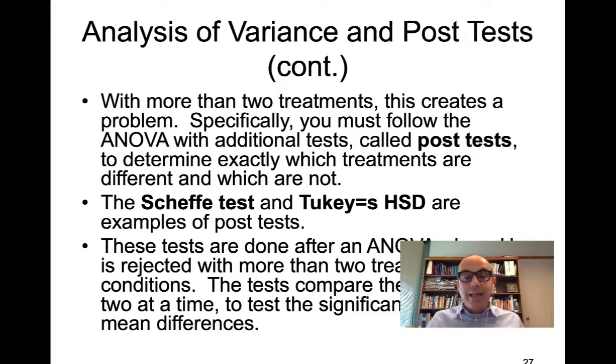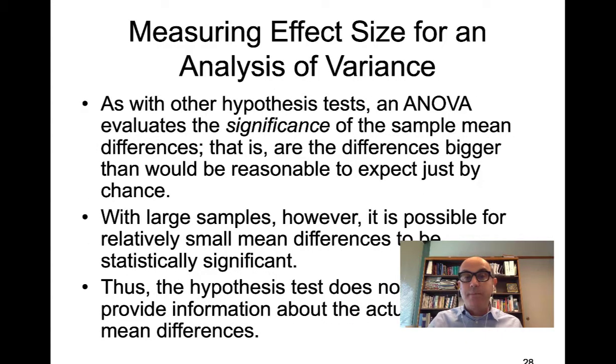We can also use other types of tests, applied after the ANOVA where the null hypothesis is rejected when there are more than 2 treatment conditions. These tests compare the treatments 2 at a time and test the significance of the mean differences. And there is another issue, another hypothesis test. ANOVA also allows us to evaluate the significance of the sample mean differences. That is, are the differences bigger than what is reasonable to be expected just by chance?